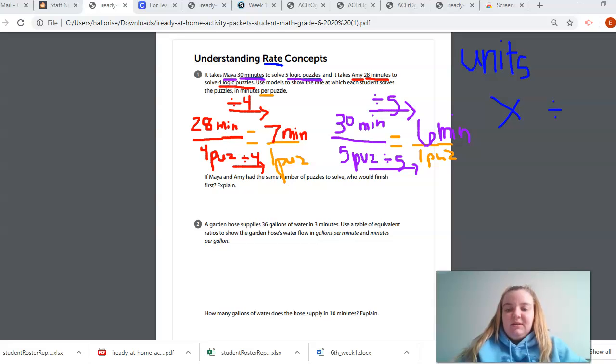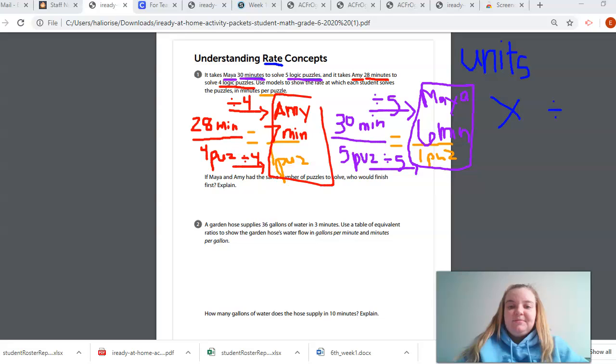So Maya solves it at 6 minutes per one puzzle. And Amy takes 7 minutes to do one puzzle. Wow. So sorry, guys, hopefully my drawing will get better. So this is your rate, okay?